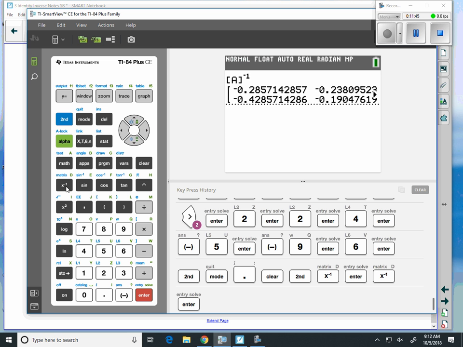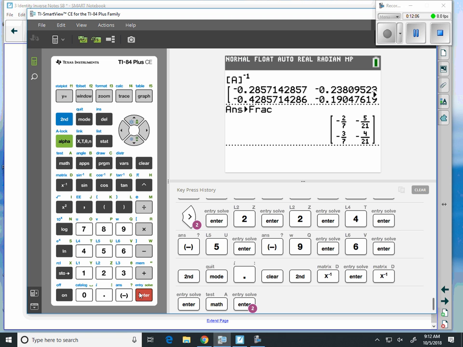You guys get crazy numbers for that one? Yeah, I got like. If you change it to fractions, math enter enter, you should get nice numbers. Well, they're fractions, nice fractions. Okay, so that's how you do that in your calculator.